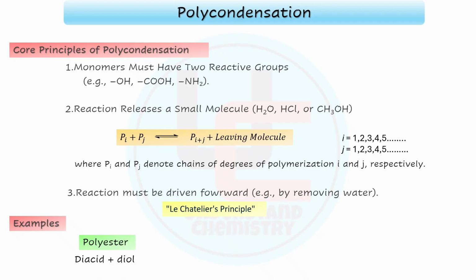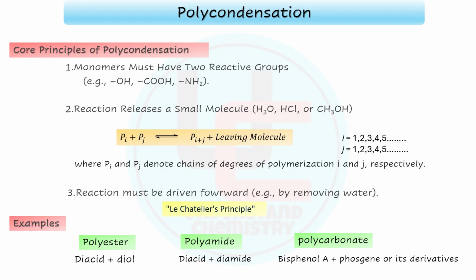Polyesters are formed via condensation reaction between diacids and diols. The polyamide arises from the reaction between diamine and diacid. Polycarbonates are synthesized by polycondensation of compounds with carbonate groups. I will discuss each class of polymer one by one in detail with examples.